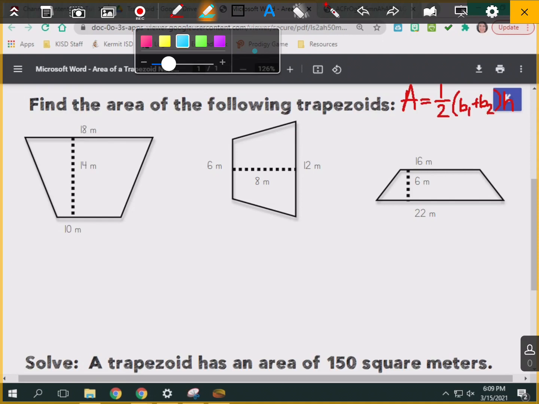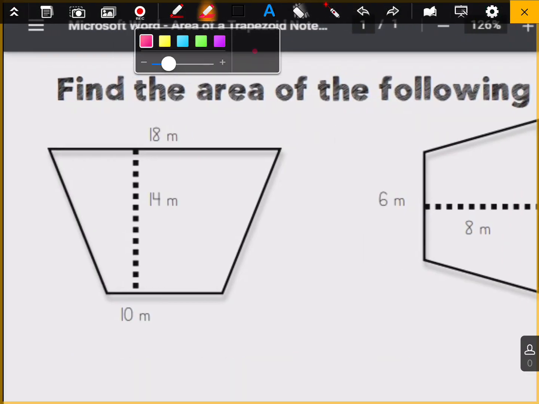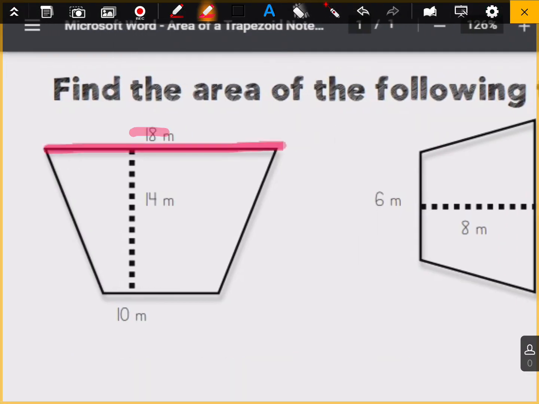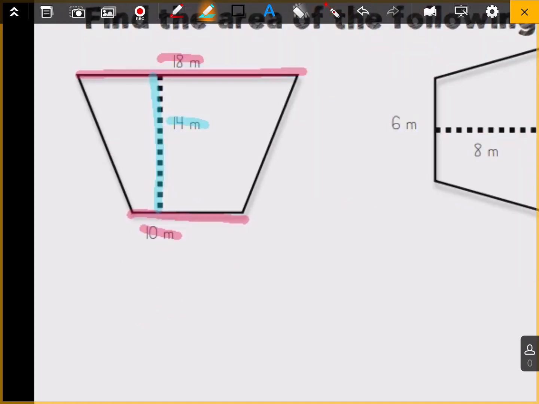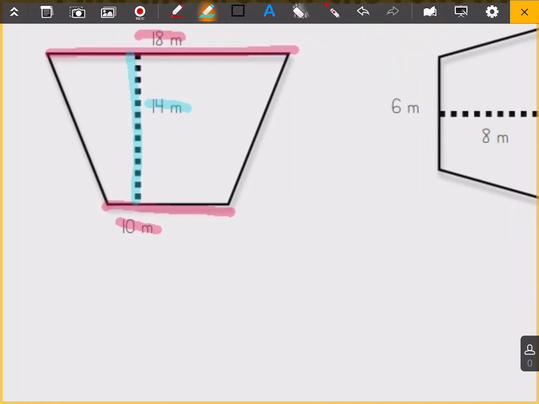So again, we have two bases. These are those parallel lines that we see, and they're marked out well for us. We don't have any useless information here. These are our bases. They run parallel, they will never touch each other. And again, our height is shown by this dotted line in the middle of our shape. Since I've already written my equation, I'm going to go ahead and fill in the pieces of information.